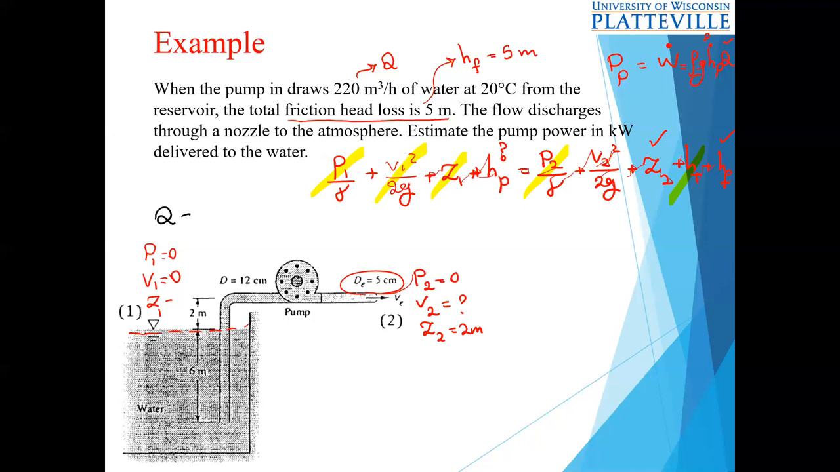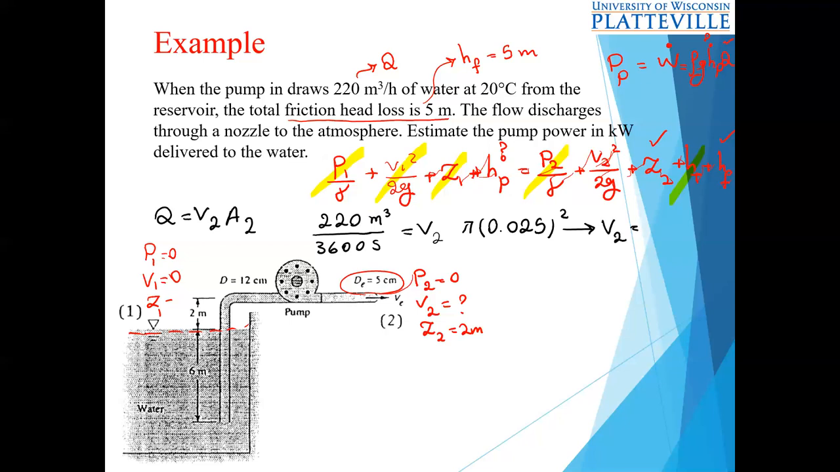Using the continuity equation, V2 A2 equals the flow, 220 cubic meters per hour, so I divide by 3600 to make it cubic meters per second. What's the area? It's pi times the radius, 0.025, squared. So I use my calculator and solve for V2, which is 31.12 meters per second, right?